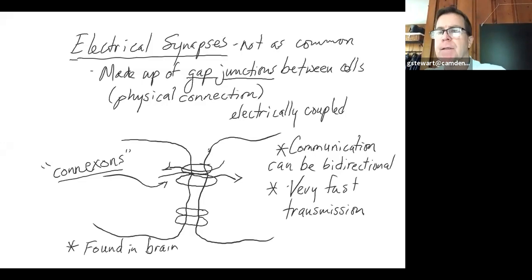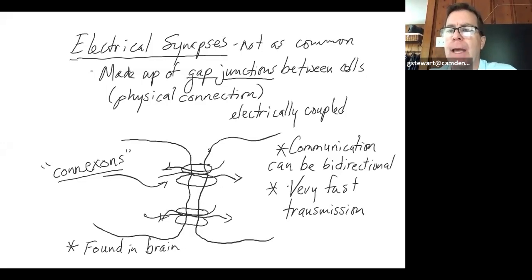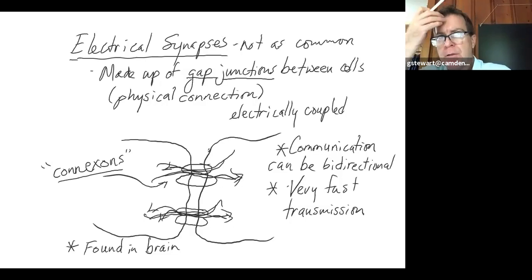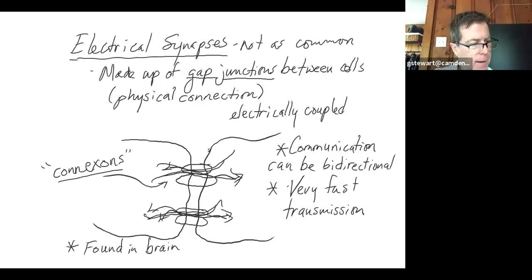And what this does is this allows for our brain activity to have very coordinated synchronous activity. It's not always a one-way street or one-way transmission. Information can move from this cell and back to this cell almost at the same time. So we get a much more synchronous type of communication in our brain, which is good. All right, so we've done chemical and electrical.